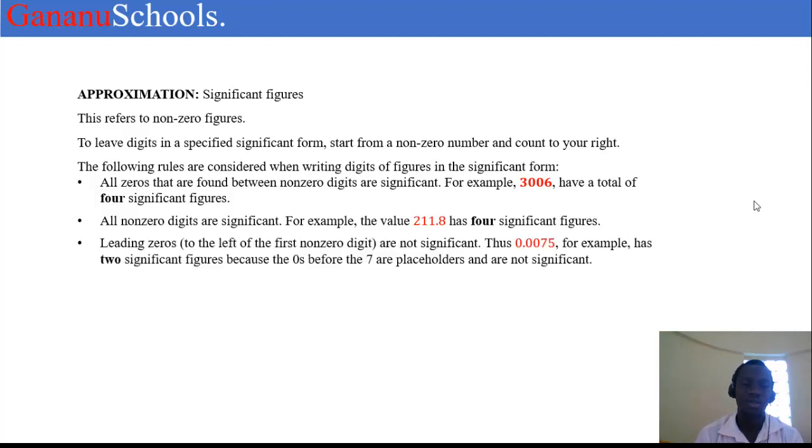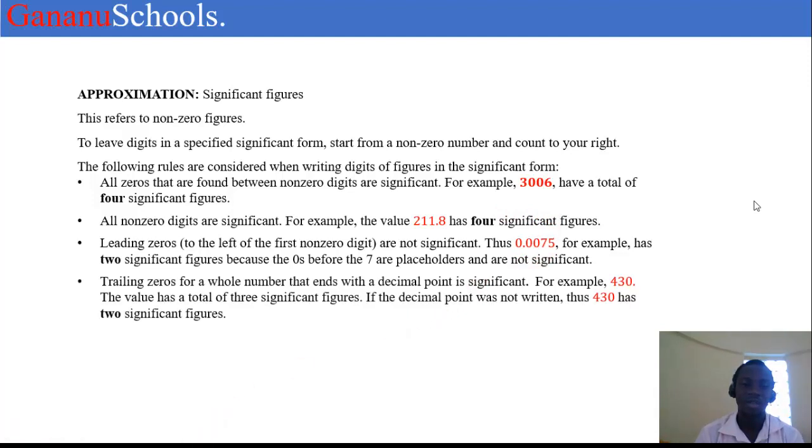Leading zeros to the left of the first non-zero digits are not significant. Thus, 0.0075, for example, has 2 significant figures because the zeros before the 7 are placeholders and are not significant. Trailing zeros for a whole number that ends with a decimal point are significant.